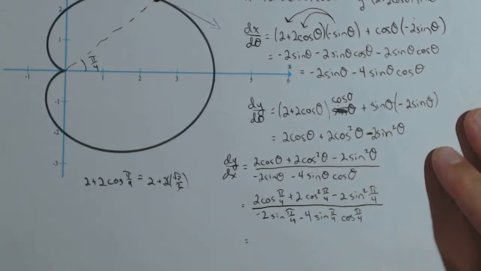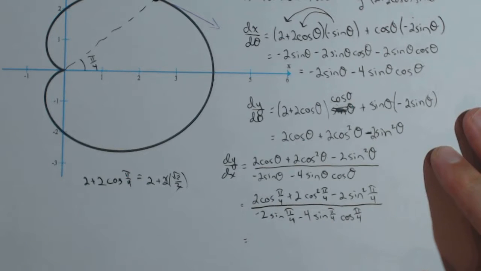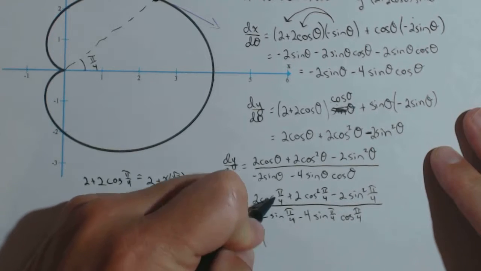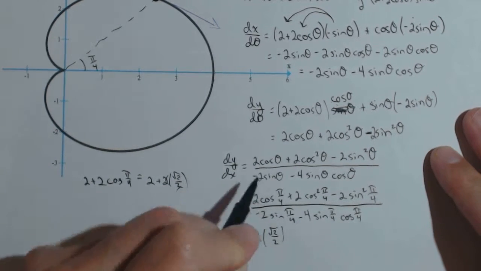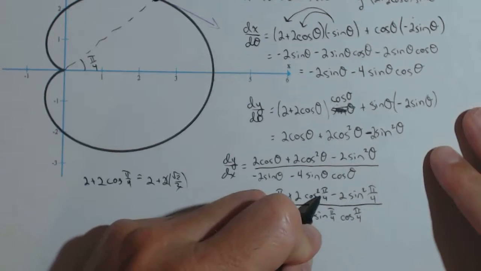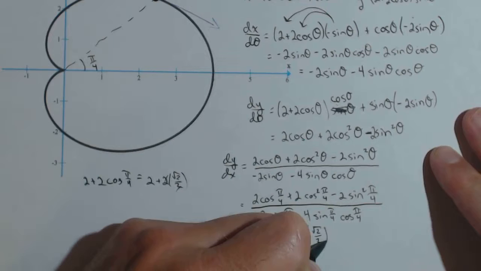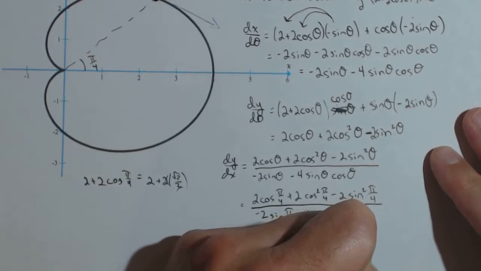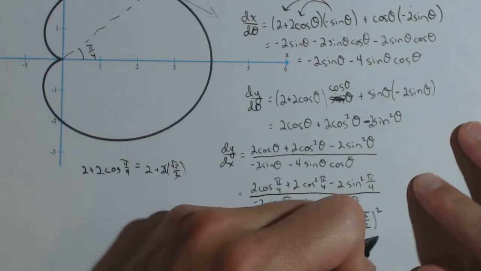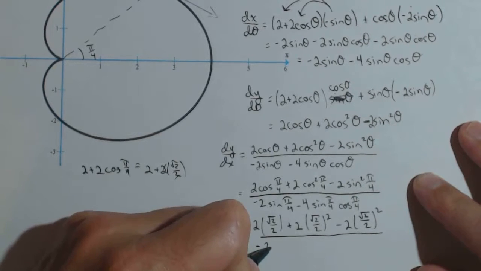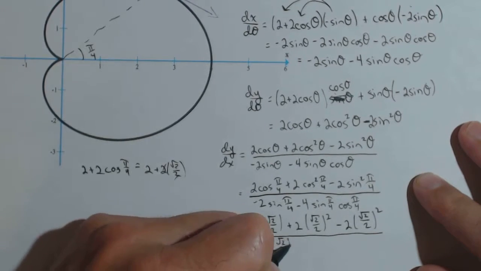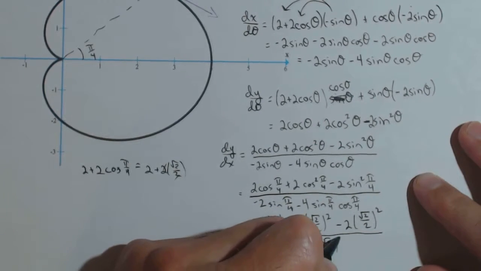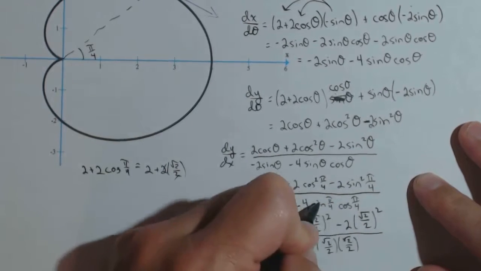Now, this is one of our special cases, and cosine at pi over 4 is the same as sine at pi over 4. They're all rad 2 over 2. So let's plug those in and see what happens. So we get a rad 2 over 2 for this guy, plus 2. Now this time, rad 2 over 2 is going to get squared, minus 2. Right here, rad 2 over 2 is going to get squared again. That's the numerator. In the denominator, we have a minus 2 times rad 2 over 2 minus 4 times rad 2 over 2 times rad 2 over 2, 1 for each of these.